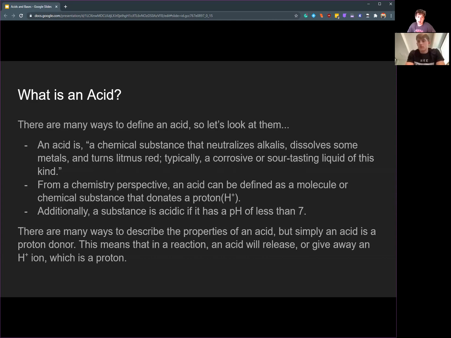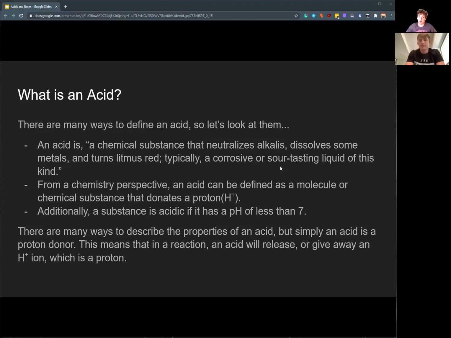From a chemistry perspective, an acid is defined as a molecule or chemical substance that donates a proton, or an H plus ion, because the hydrogen atom is essentially just a proton and an electron, the regular one that is. So when you have an H plus ion, it's just a proton.